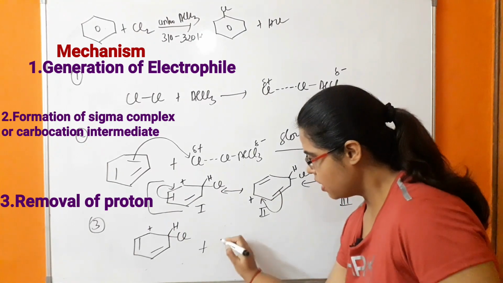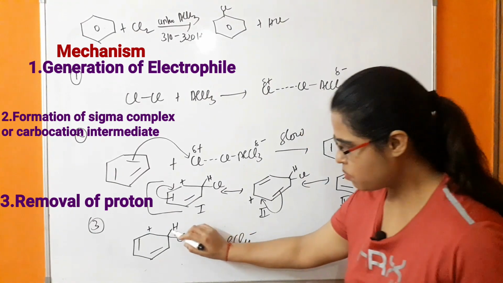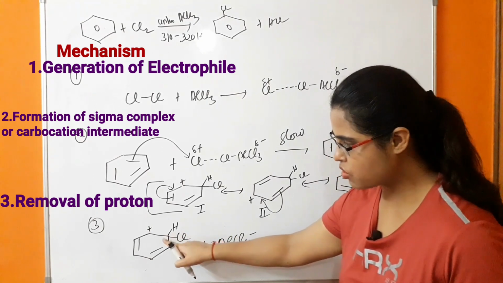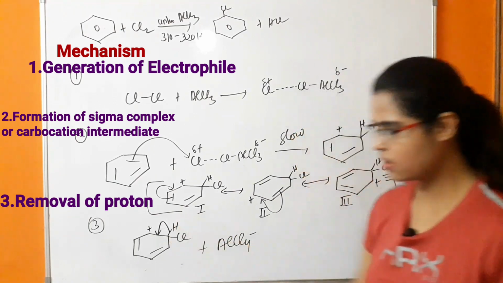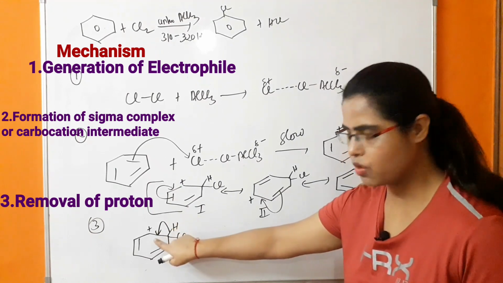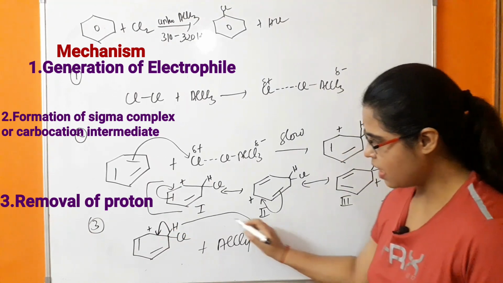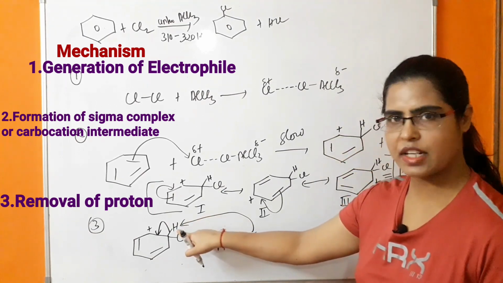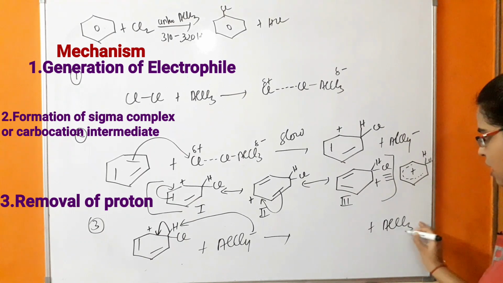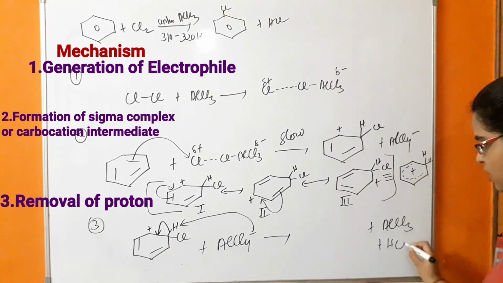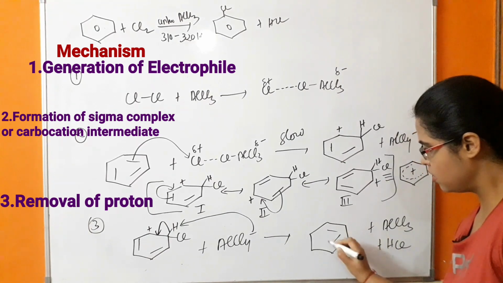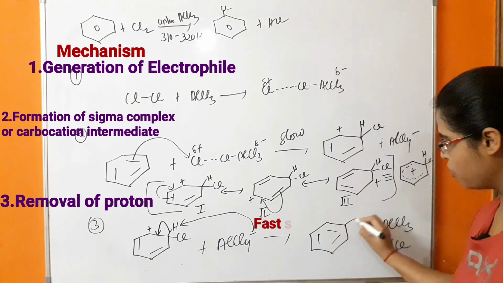So what is happening? In the presence of this, the proton will be removed, so the shared pair of this bond will be shifted towards this position. So the shared pair of this carbon hydrogen bond will be shifted towards this position. So this ion will abstract this H plus. So there is a formation of AlCl3 and HCl, and the main product will be chlorobenzene.